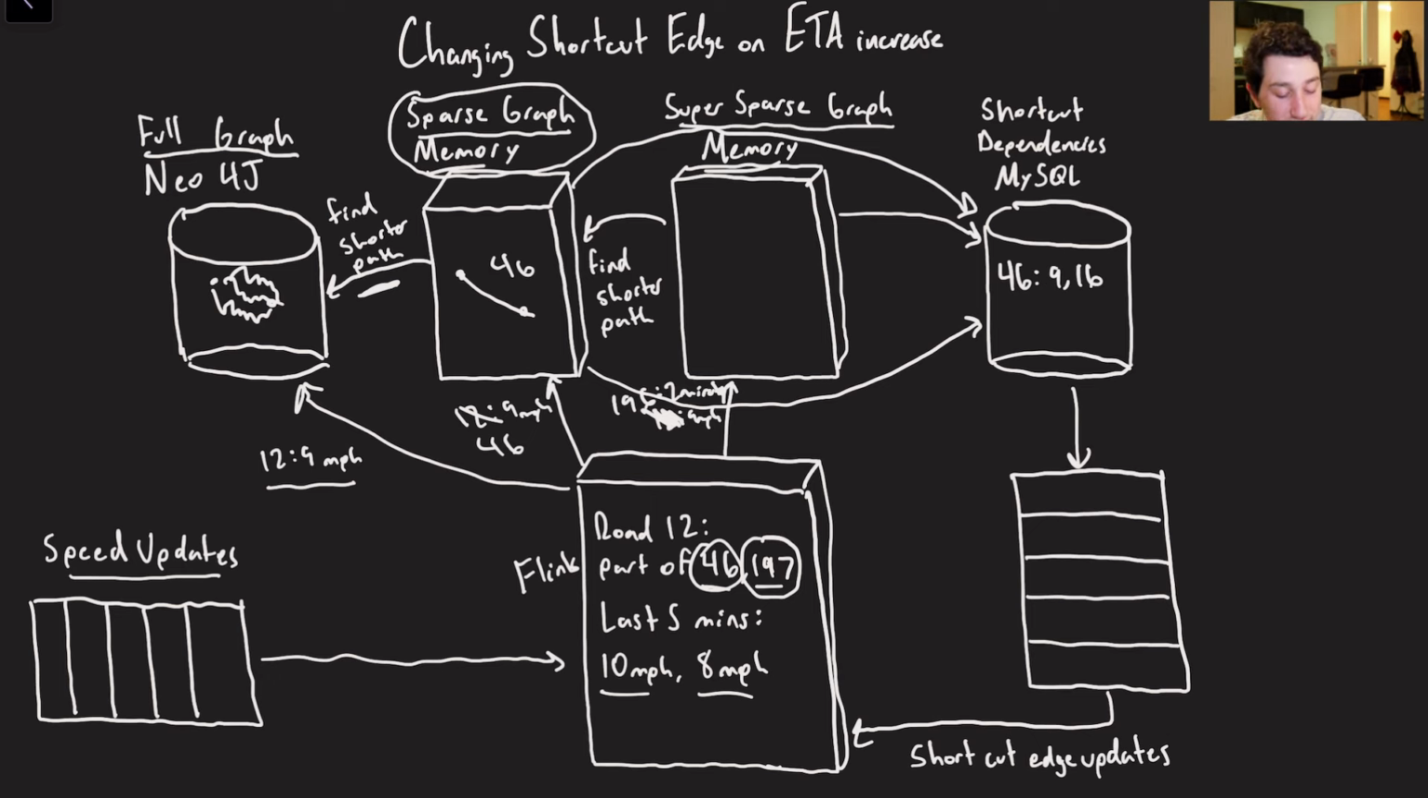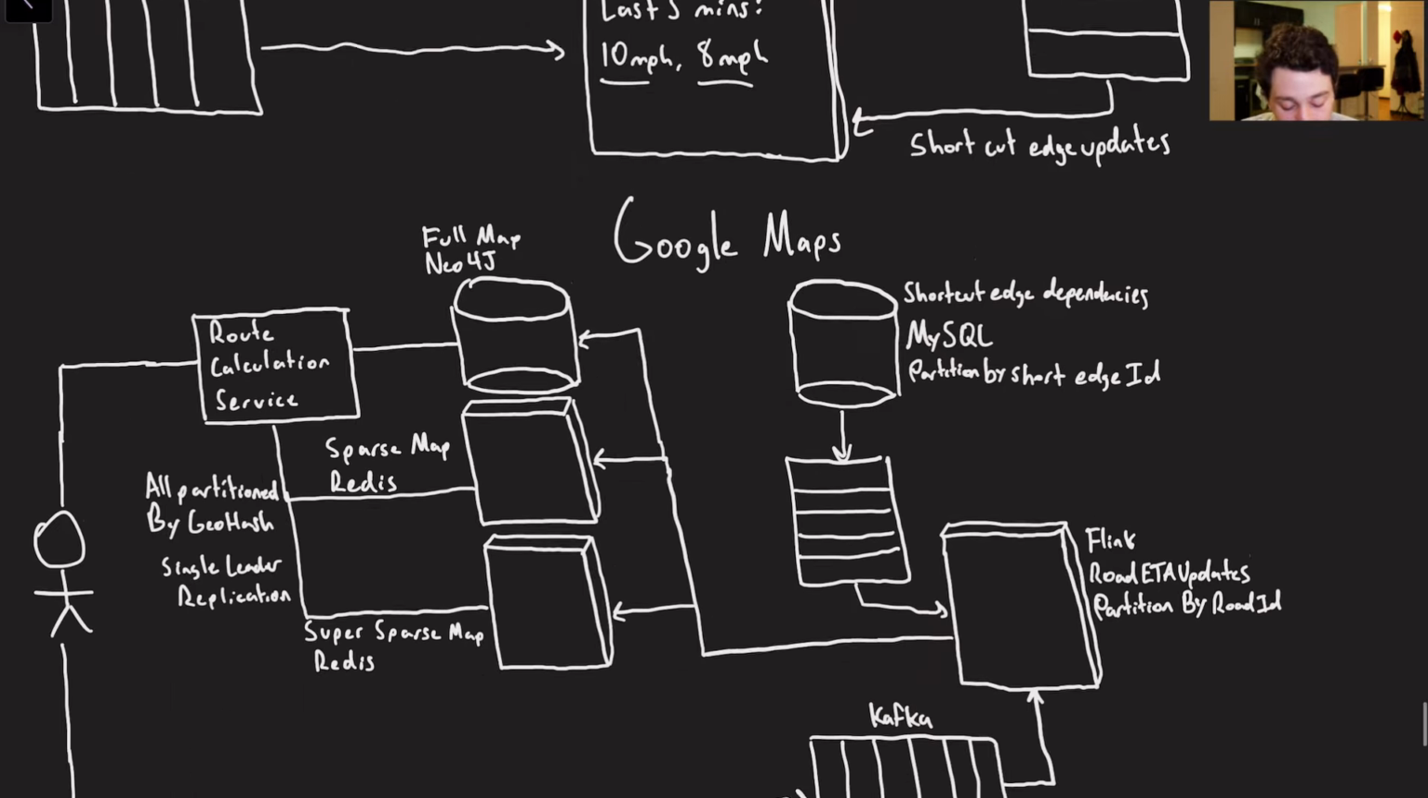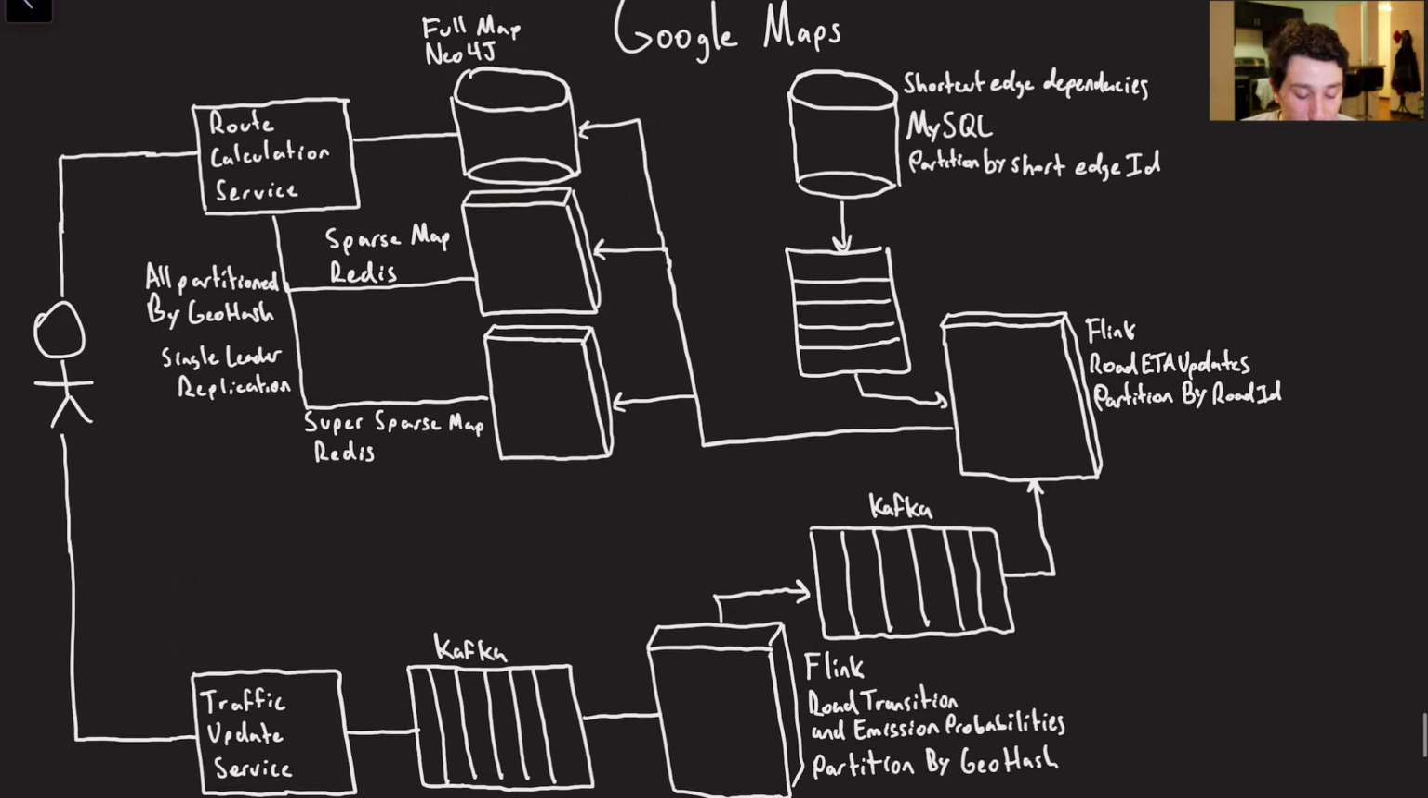So let's say now all of a sudden road 46 is no longer dependent on road 12, but is now dependent on road 9 and road 16. This change is going to pipe through our change data capture. We're going to see that road 12 is no longer a part of road 46 in Flink, and then all of a sudden we can cross that out. And so now, whenever we get subsequent updates to the speed of road 12, we are not going to be doing any updates over here. Hopefully that makes some general sense.